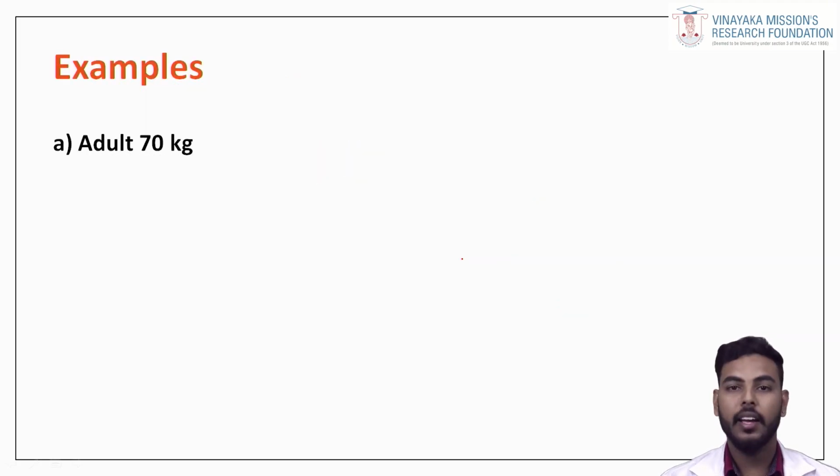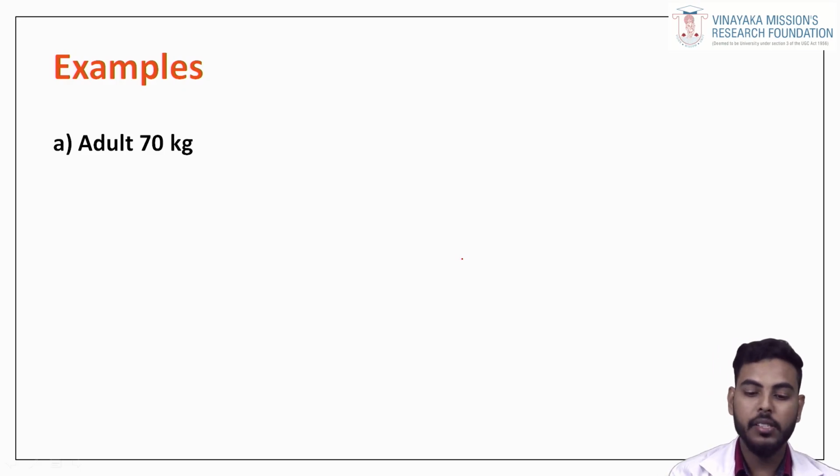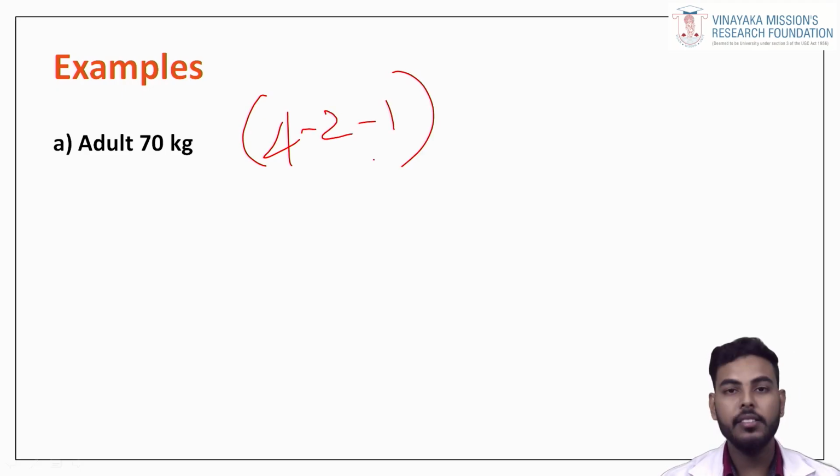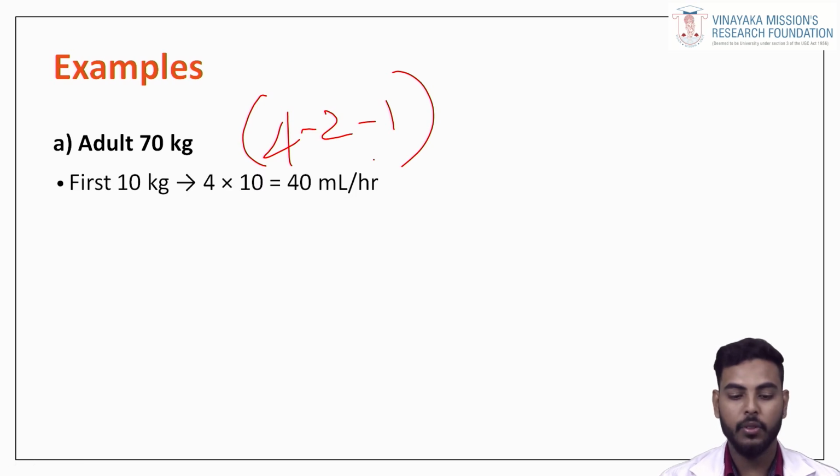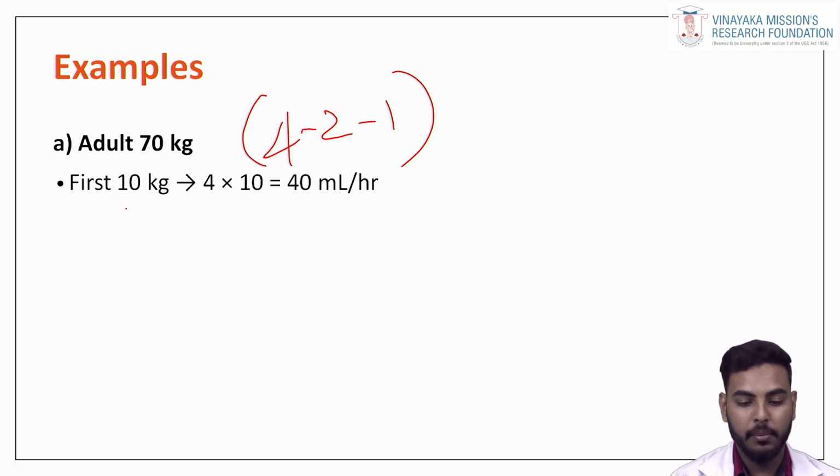So we will see a calculation here: how to calculate for an adult 70 kg patient. The first step, as I told you, is to use the 4:2:1 formula. That is 4 ml per kg per hour for the first 10 kg. So for the first 10 kg we multiply, and we get 40 ml per hour.